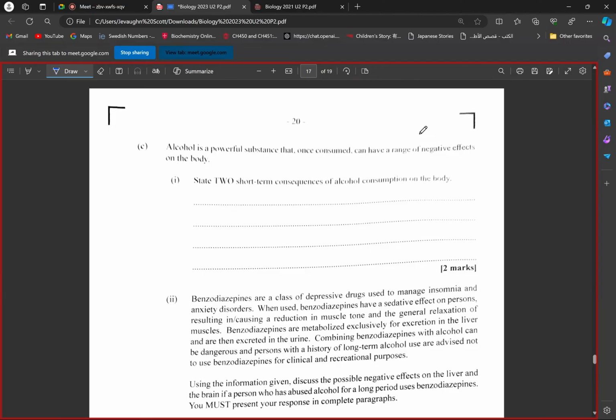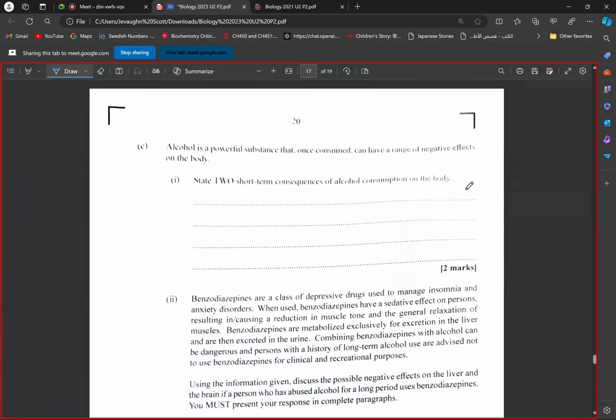Sir, you have the effect of slurred speech and delayed reflexes. Sir, can I try? You can get memory loss, like they suffer from short-term memory loss and slurred speech, like they won't be able to pronounce proper sentences, or if they do, they normally slur.